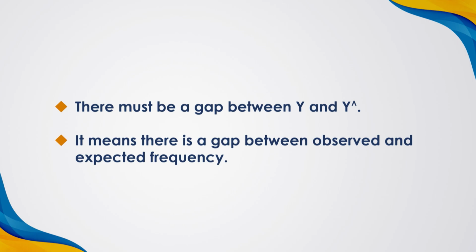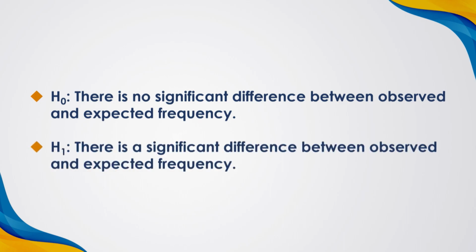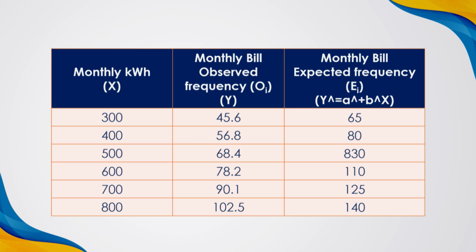With respect to your earlier two equations, you can solve them and obtain your parameters a and b, and you can fit the equation into y cap, that is, your a cap and b cap. With that you can see some gap between them, which is nothing but the difference, meaning there will be a gap between observed and expected frequency. Then you can fix your hypothesis: H0, the null hypothesis, is that there is no significant difference between observed and expected frequency. In H1, the alternative hypothesis, definitely you can go with there is a significant difference between observed and expected frequency.